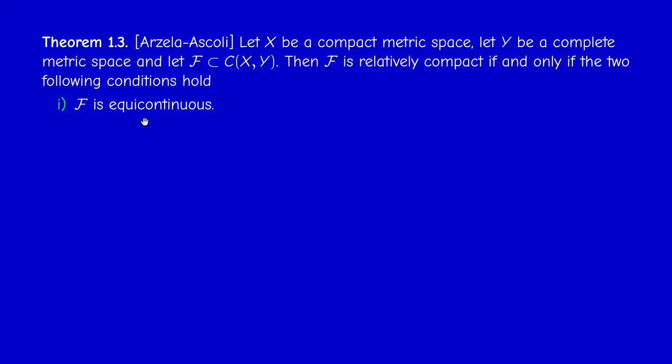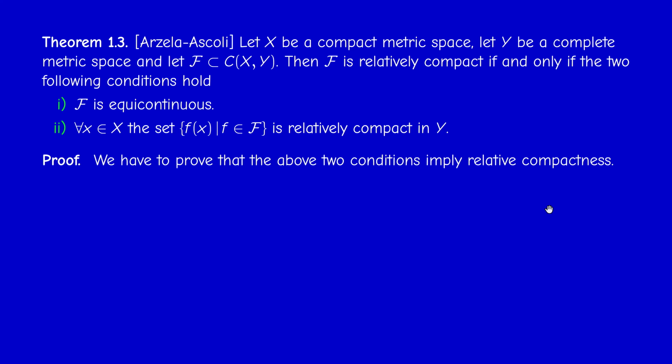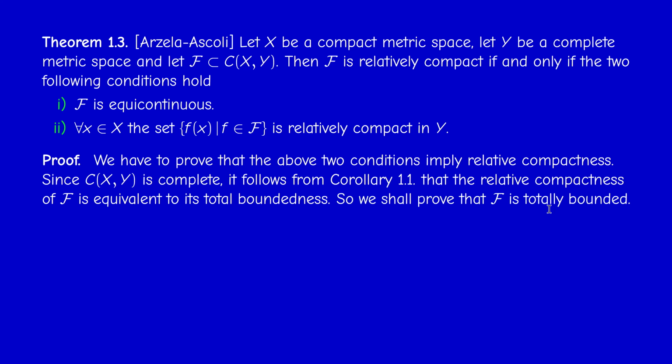So a collection of continuous functions from X to Y in this context is relatively compact, so it has compact closure, if and only if it is equicontinuous, and therefore uniformly equicontinuous, as we know, and for every x, this set is relatively compact in Y. Now, if we want compactness, we just have to add the closedness of F. So F is compact if three conditions hold. It should be closed, equicontinuous, and for each x, this set is relatively compact. We already proved half of it, and now we want to prove the converse.